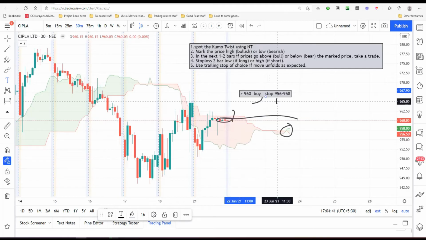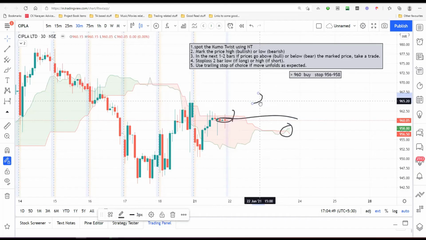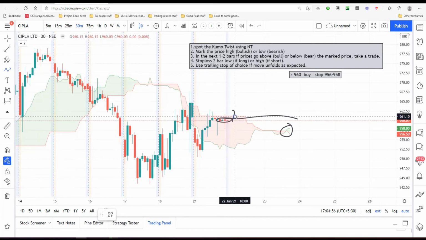And once you have this, then you are going to trail the stop. Let's say the prices move up from here and then they come down and then they move up again. Right?